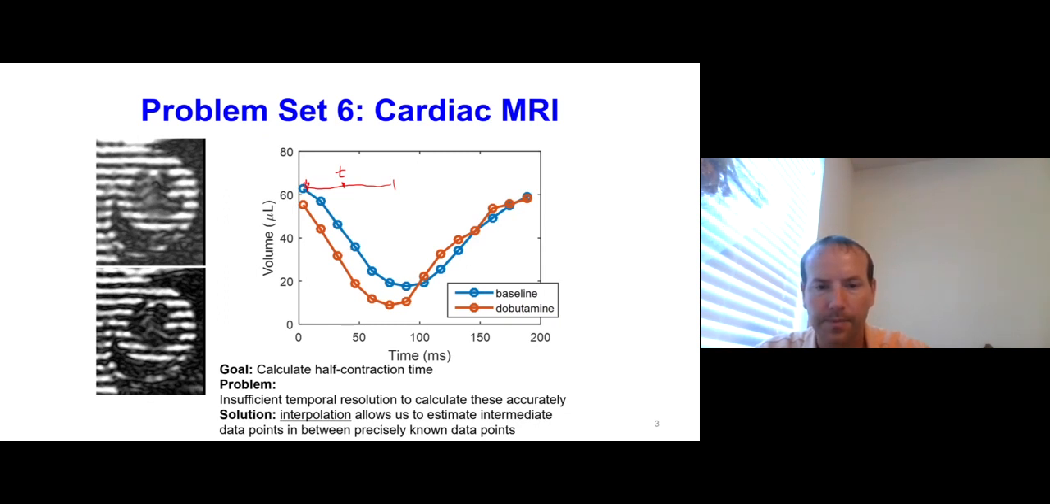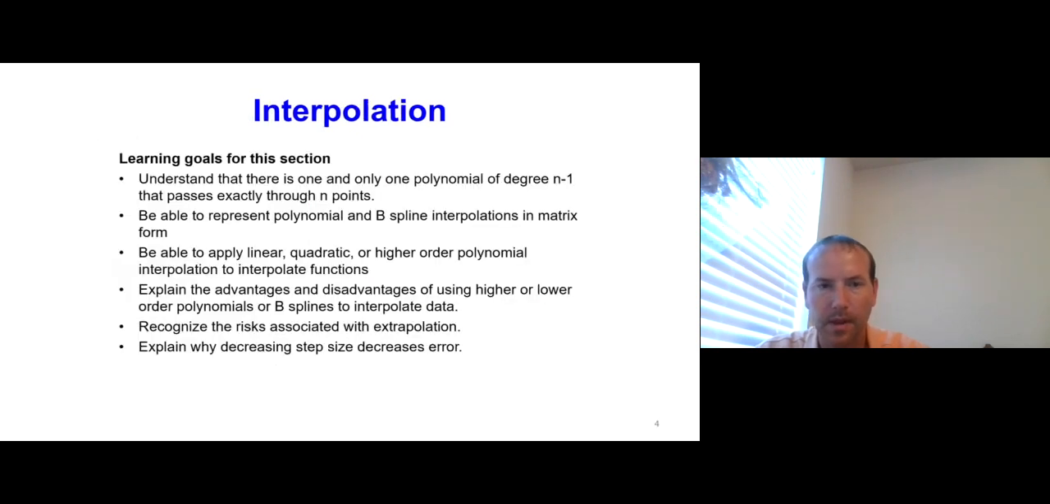And so to solve this problem, we're going to use interpolation. Interpolation allows us to estimate intermediate data points in between the precisely known data points. And so we can get a more accurate measure of the exact timing at which we get halfway to contraction. These are some of the learning goals for this section. I encourage you to look them over once we've completed the topic.